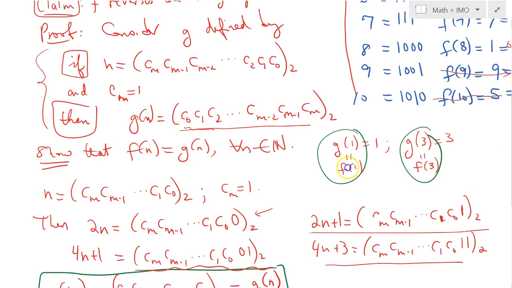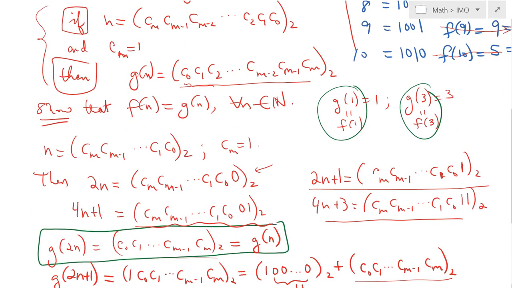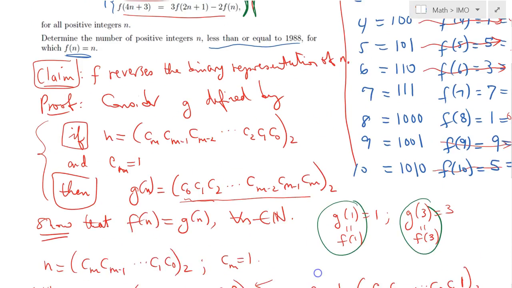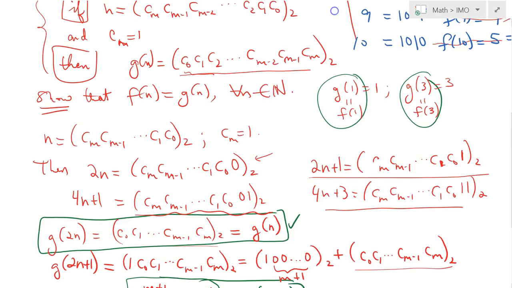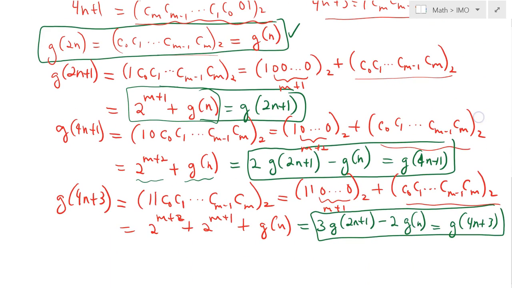g of 2n is equal to g of n. So we got it here. And finally, these last two results here are the same as those two here, this one and this one. Okay, so now we are done with the first part of the problem.